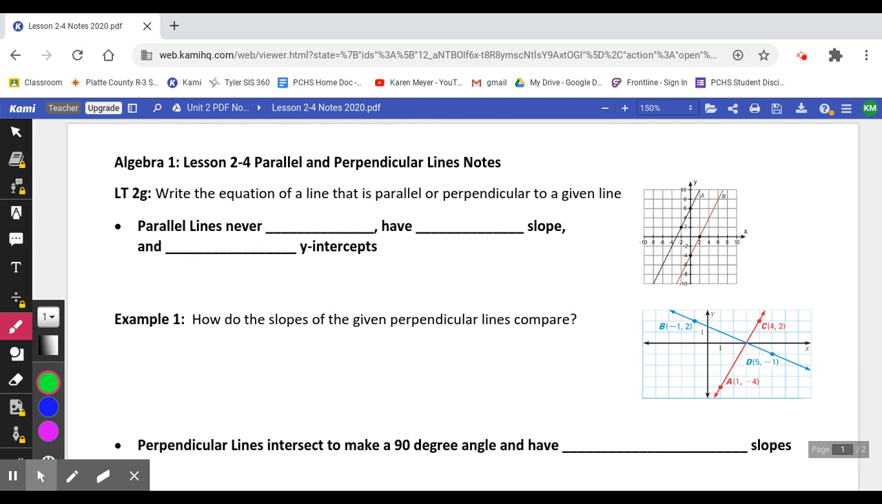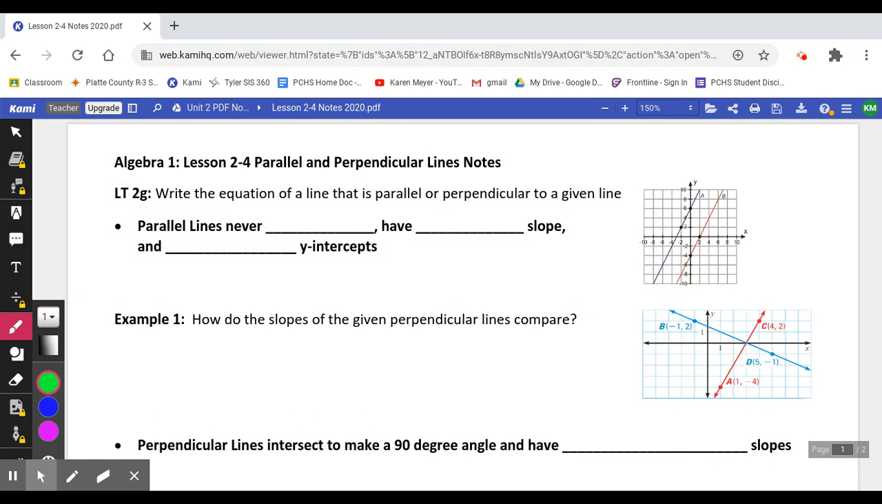Today's lesson, we're going to be talking about parallel and perpendicular lines. So our learning target is to write an equation for a line that's either parallel or perpendicular to a given line. So first, let's start by talking about parallel lines.